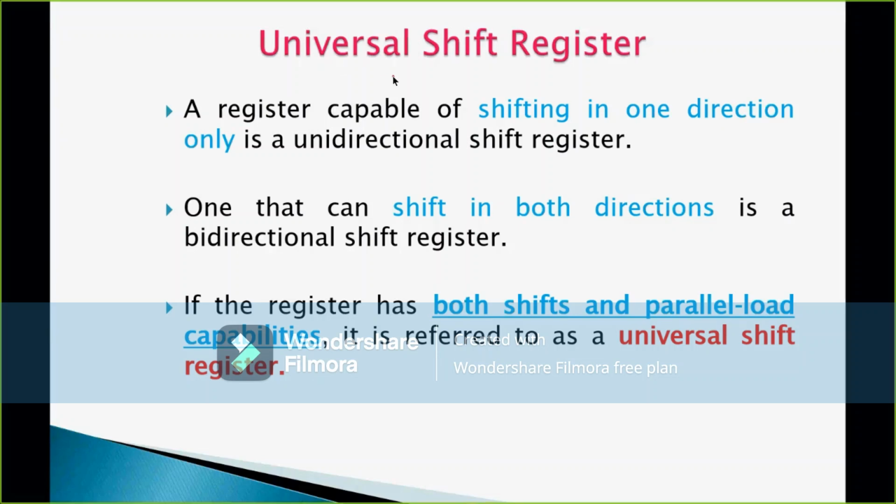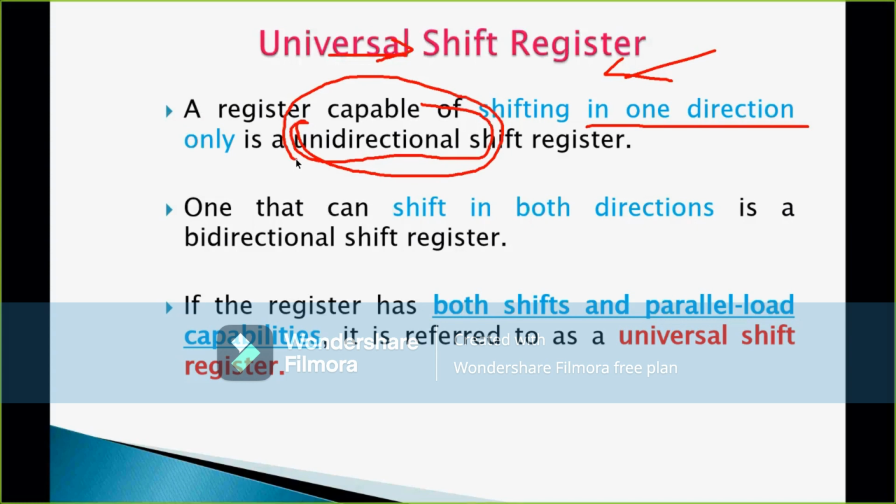Universal shift register means, some of the shift registers are normally used to shift the data from one direction towards another direction. So that is called what? Unidirectional. Maybe right shifting or left shifting. These types of shifting may be called a unidirectional shift register.